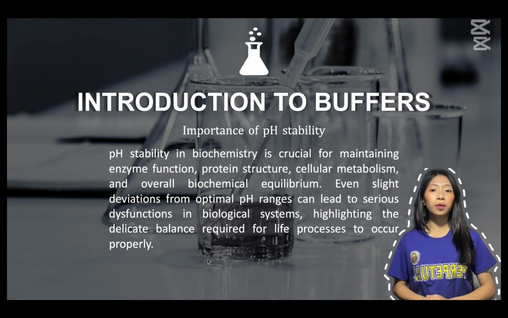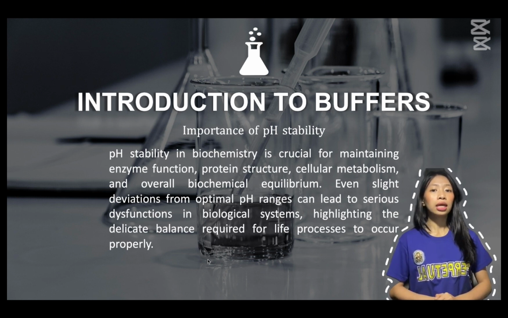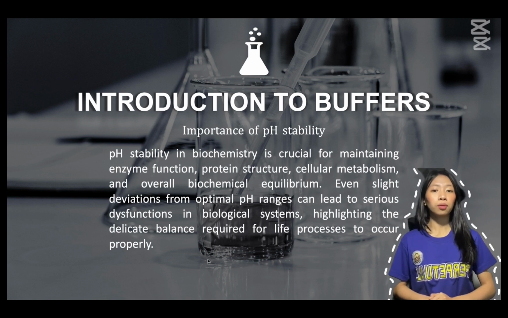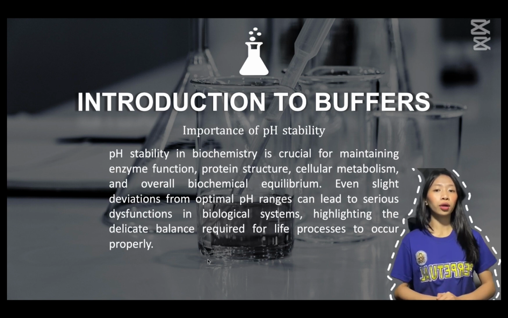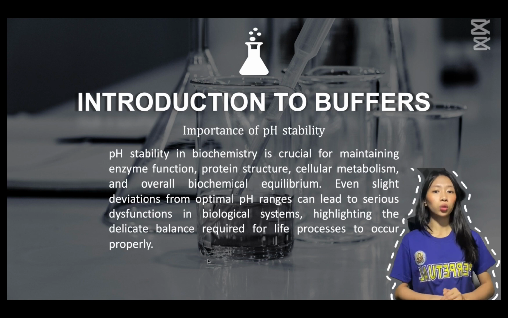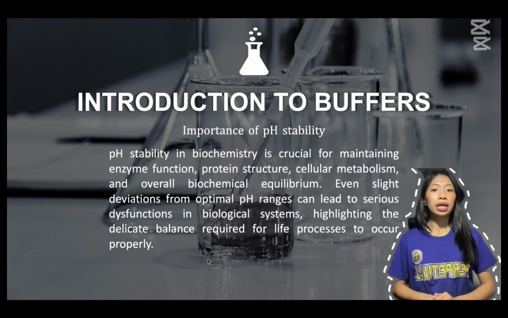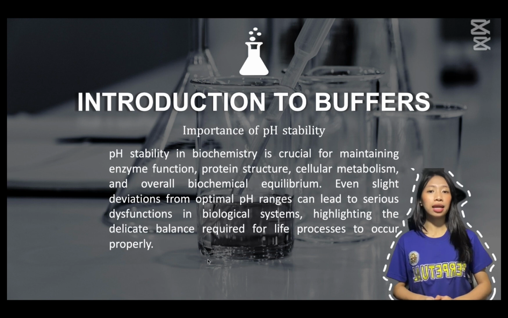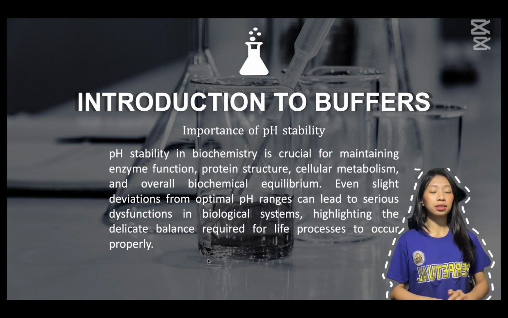The importance of pH stability in biochemistry is crucial for maintaining enzyme function, protein structure, cellular metabolism, and overall biochemical equilibrium, even life equilibrium. Deviation from optimal pH ranges can lead to serious dysfunctions in biological systems, highlighting the delicate balance required for life processes to occur properly.